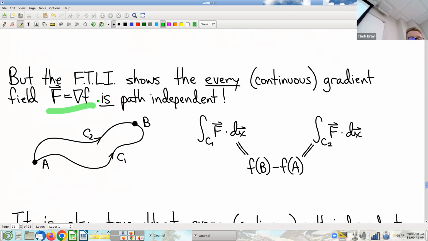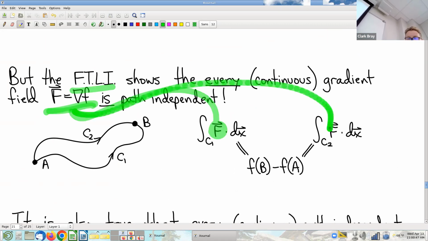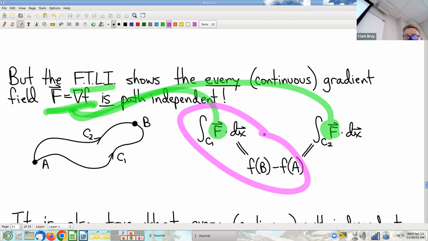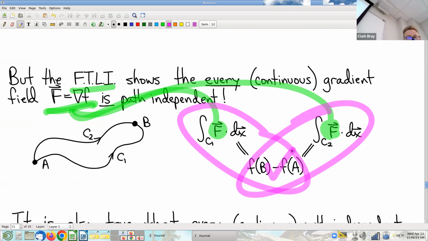Every gradient, the fundamental theorem of line integrals tells me, I can evaluate line integrals by just looking at the boundary. So every gradient is path independent. Really easy argument. Thank you, fundamental theorem of line integrals.